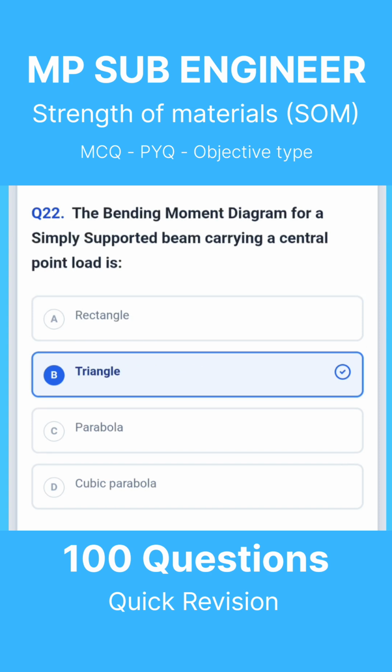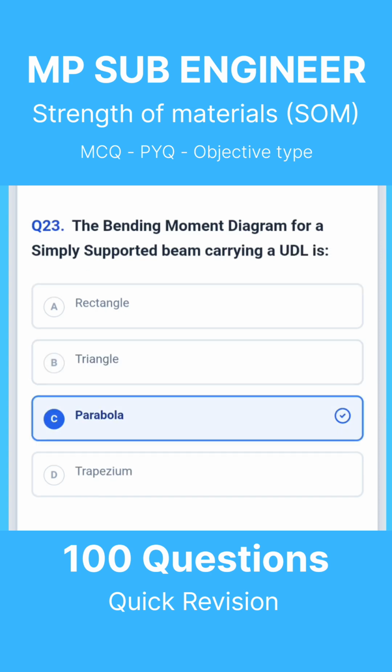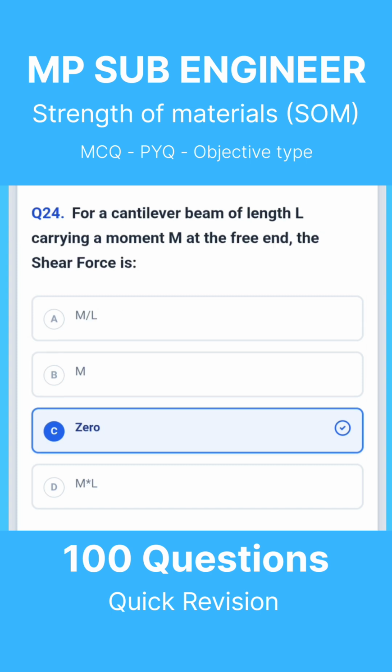Question 22. The bending moment diagram for a simply supported beam carrying a central point load is. The correct answer is triangle. Question 23. The bending moment diagram for a simply supported beam carrying a UDL is. The correct answer is parabola. Question 24. For a cantilever beam of length L carrying a moment M at the free end, the shear force is. The correct answer is 0.